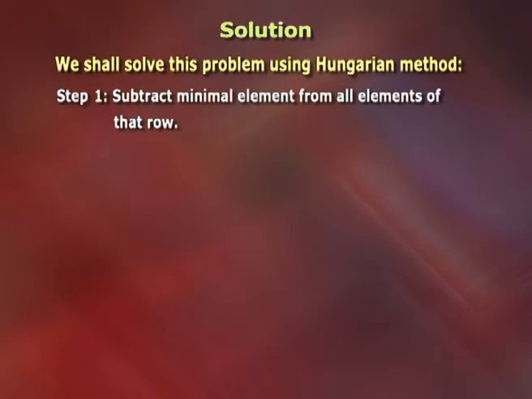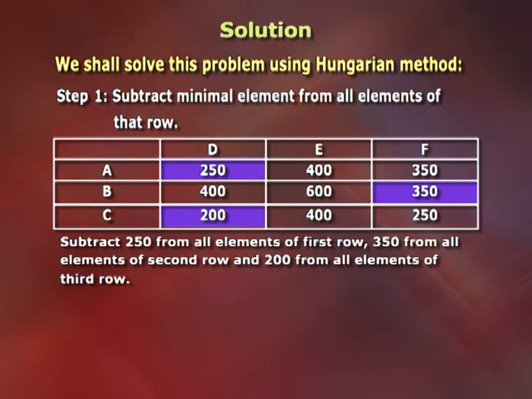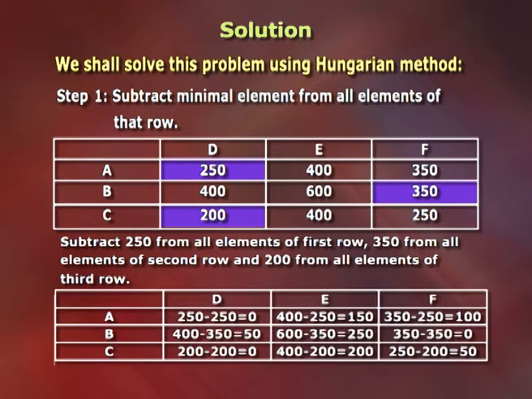Step 1. Subtract the minimal element from all elements of that row. Now you can see in this table that for the first row 250 is the minimum element, for row 2 350 is the minimum element, and for row 3 200 is the minimal element. So subtract 250 from all elements of the first row, 350 from all elements of the second row, and 200 from all elements of the third row. So we get a new table. 250 minus 250 is equal to 0, 400 minus 250 is equal to 150, 350 minus 250 is equal to 100.